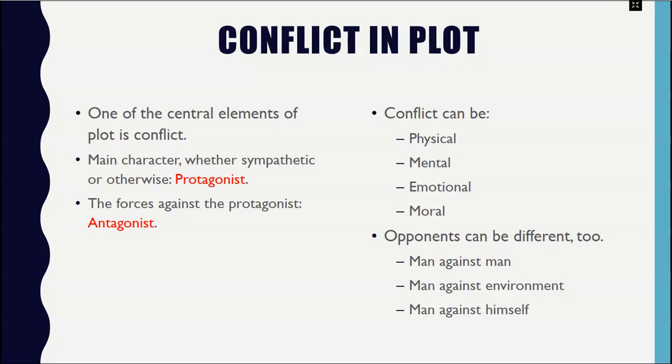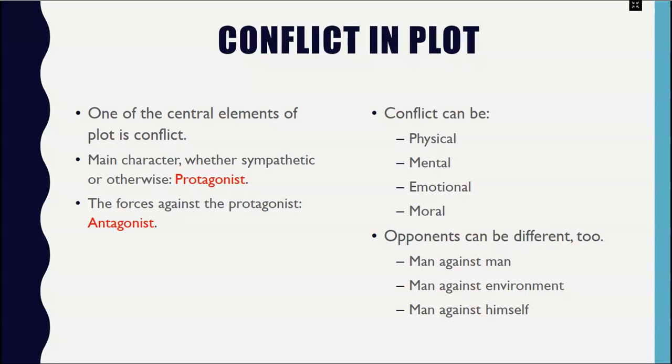So, as we said, one of the central elements of the plot in fiction is the conflict. And because we have the word conflict, obviously we know that in every conflict there are two parties involved. The main character, whether we sympathize with him or not, is the protagonist.